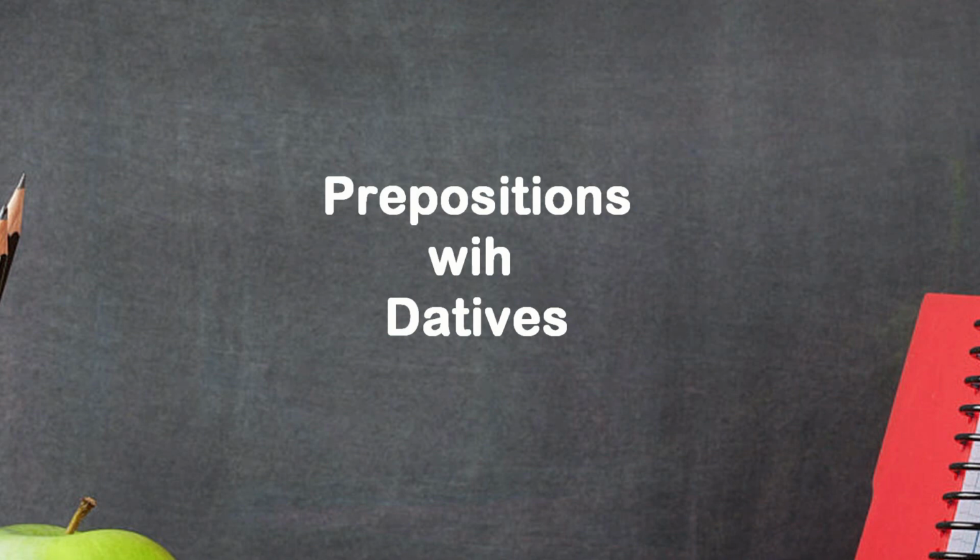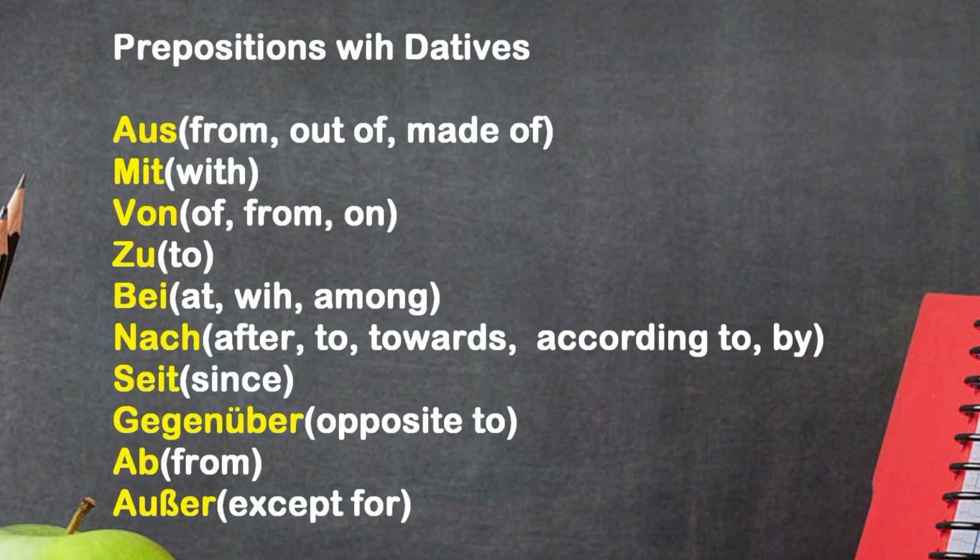This is the list of prepositions with the dative. Aus: from, out of or made of. Mit: with. Von: of, from and on. Zu: to, by, at, with, among. Nach: after, to, towards, according to or by. And seit: since. Gegenüber: opposite to. And außer: except for.